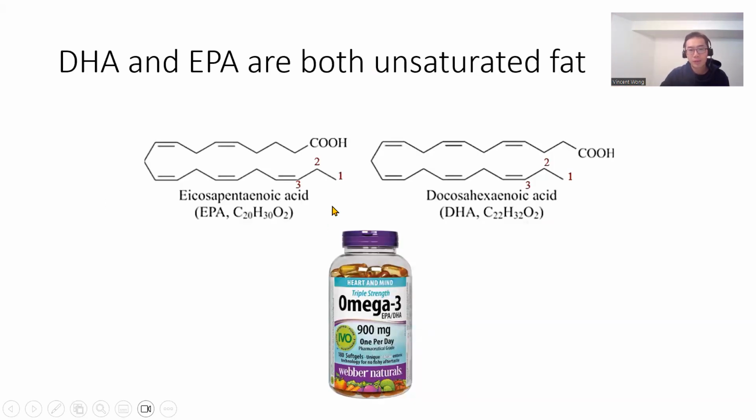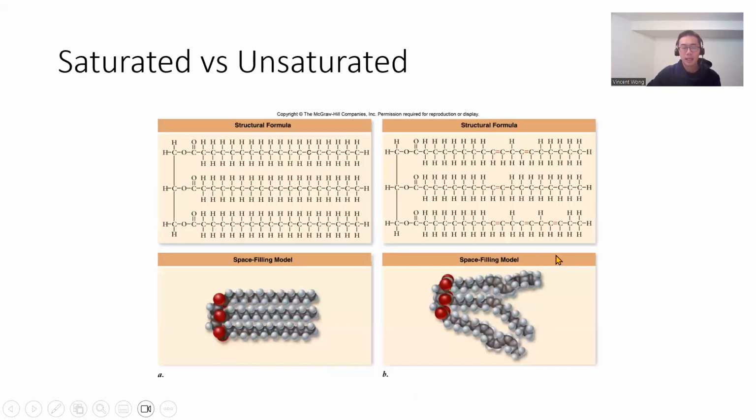For those of you who are interested, why is it called omega-3 and how is it different from 6 and 9? It has to do with where the double bond happens. For omega-3, the double bond happens at carbon number 3. So we count the carbon. Each of these dots is a carbon, so carbon 1, carbon 2, carbon 3. If the double bond occurs at carbon 3 for the first time, then it's called omega-3. Again, you don't have to memorize this. It's just extra information.